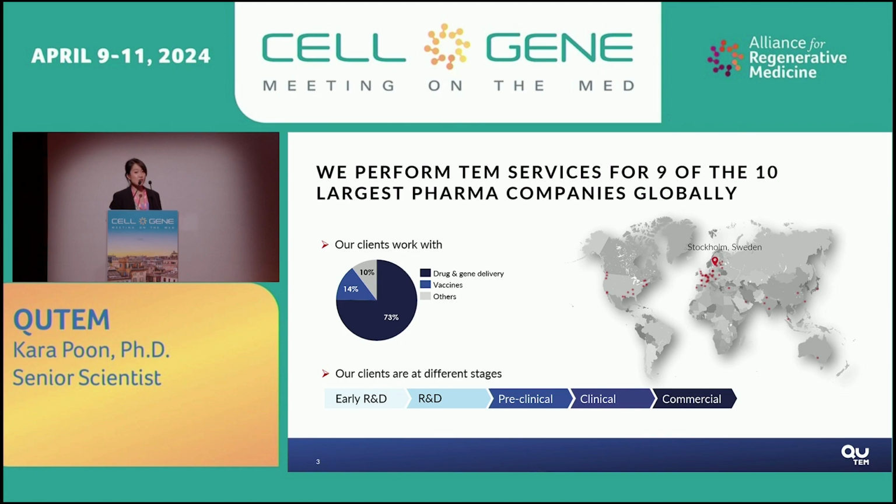So we are located in Stockholm in Sweden, but our clients are based all around the world, and they primarily work with drug and gene delivery and also with vaccines. They work with us together at all stages, from early R&D through to preclinical, clinical, and also the commercial phase. But what we really recommend is that they come to us as early as possible in their development so that we can, together with them, build a really robust analytical method that helps to monitor the critical quality attributes that they're interested in throughout the entire manufacturing process as well.